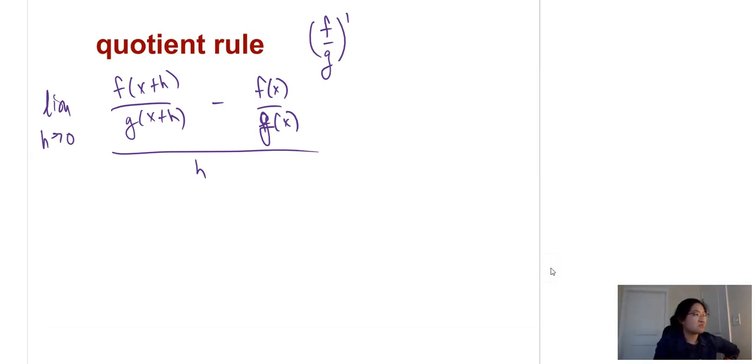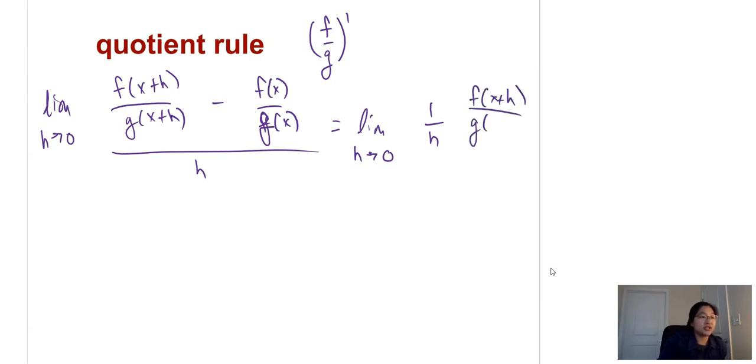Well, I think that we might need to handle this with a little bit of algebra, kind of like jujitsu stuff. So, limit as h approaches 0 of, and I'm going to factor out this reciprocal, because division is just the same as multiplying by the reciprocal, right? So, if we have, this is f of x plus h all over g of x plus h minus f of x over g of x. Right? That's valid.